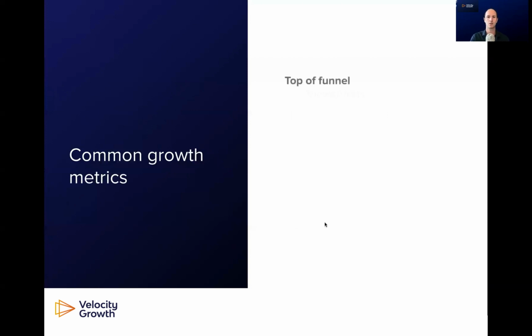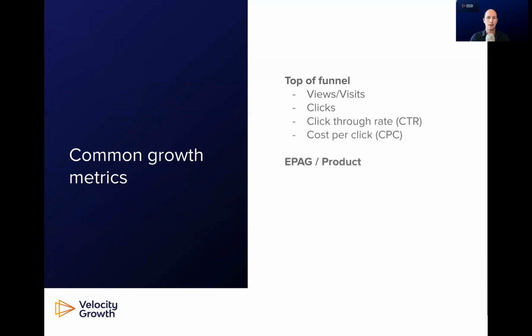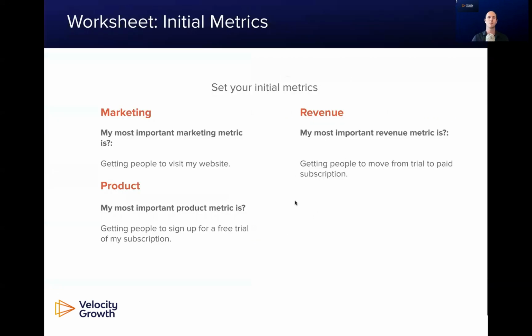So common growth metrics, again, top of funnel, it might be views or visits or clicks or click-through rate. It might be cost per click. At the EPAG or endpoint acquisition goal or product view, it might be downloads of your app, email captures, free trials. And on the revenue side, it might be new subscribers, it might be purchases, it might be subscriptions, it might be something else, right?